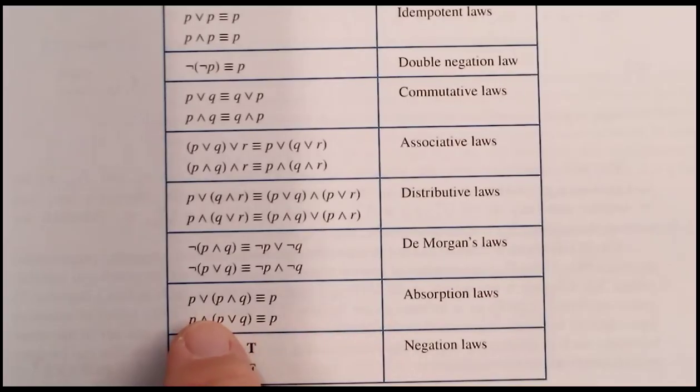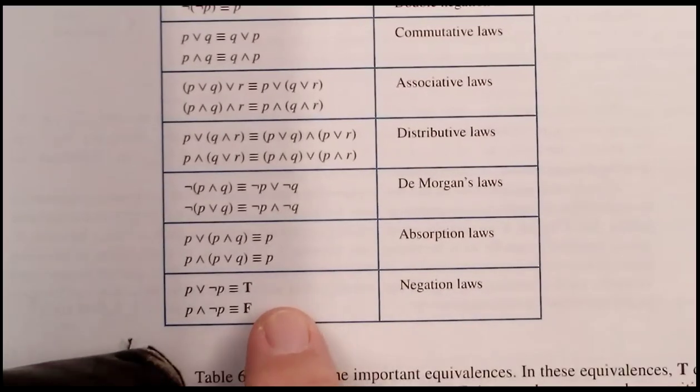Absorption. An extra or an extra and on the outside gets wiped away with the other thing. This goes back to our domination idea, because the P is in two places here. These are the ones we did as our beginning, right? An idea of a tautology and a contradiction.